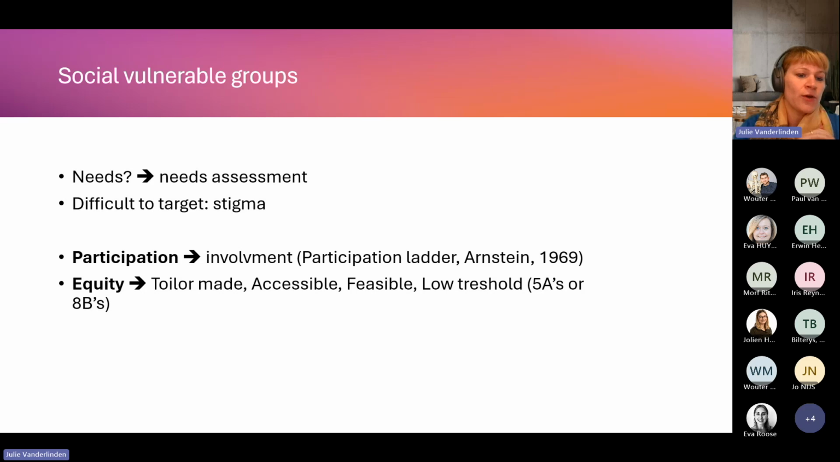And then equity, that all comes down to how to make your program or your organization or your information or the program that you would like to disseminate, how to make that so equitable or so accessible to a group that everybody can understand what is actually being explained or being presented there. And there you have several models. We have the 5 A's or the 8 B's. So it's just a way of how organizations frame their models. So I will also give an example of that.